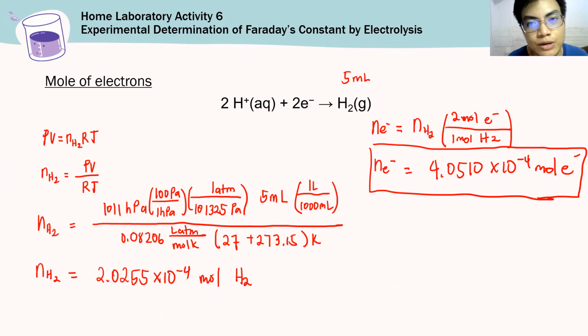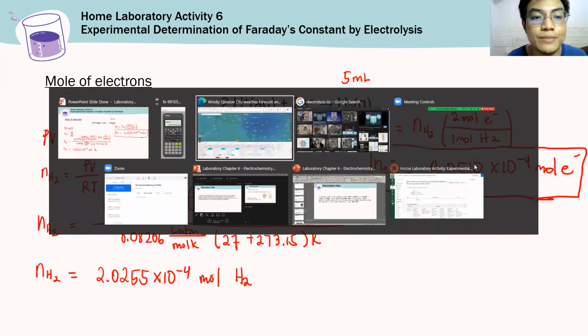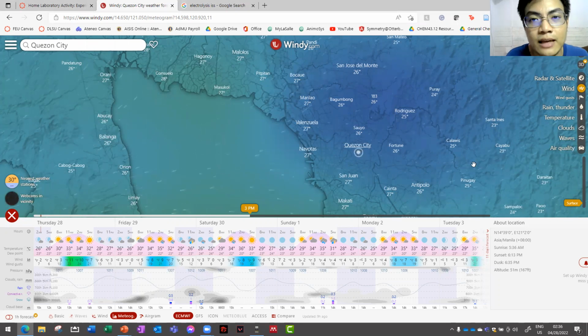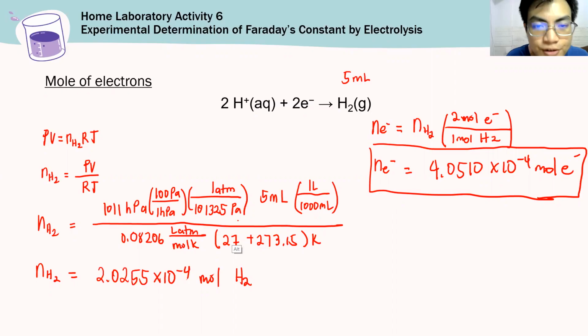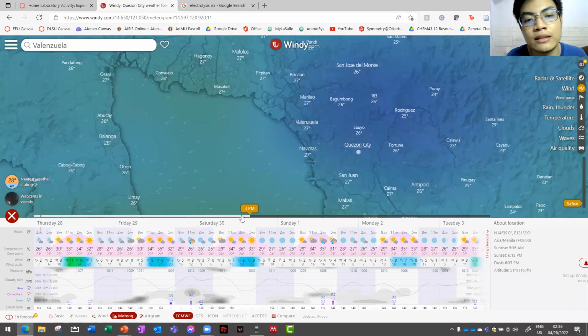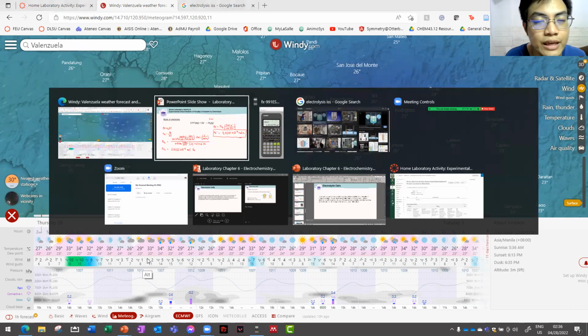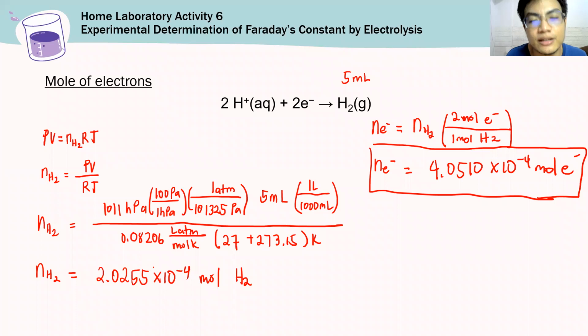The pressure and the temperature can be obtained from the Windy website. So just go to this meteogram and then it will give you the pressure and the temperature at a specific time. And of course, please look for your area because at different areas in the country or in the world, there's different pressure and temperature as well. And they can affect the results of your experiment. Don't forget the conversion factor of hectopascal to atm and the ml to liters and Celsius to Kelvin.